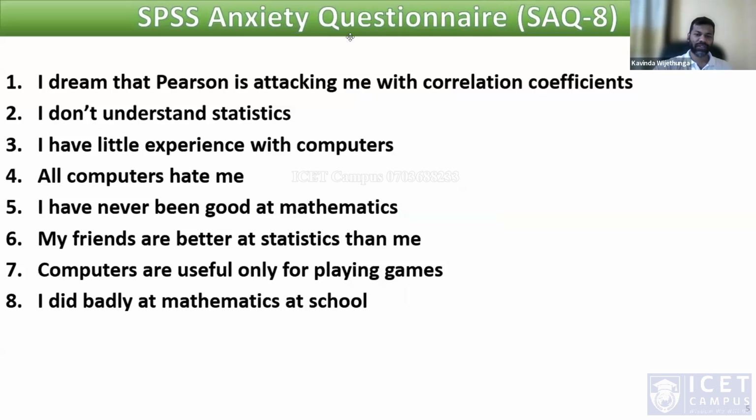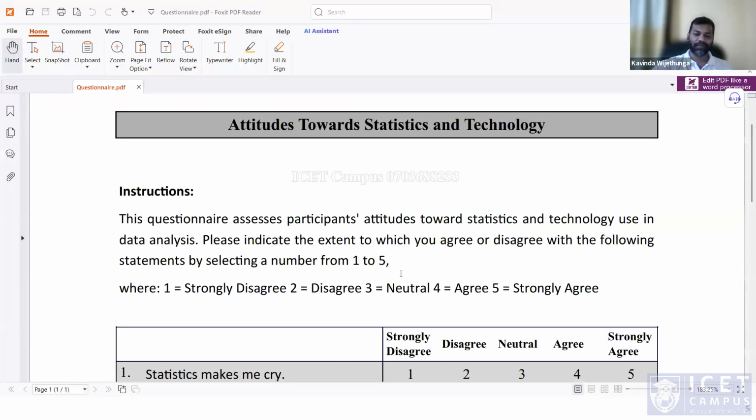Attitudes towards statistics, technology, right? So then these are the instructions. This question uses a scale of 1 to 5, which means strongly disagree to strongly agree. So this is how you have to mark it. You can circle your answer.